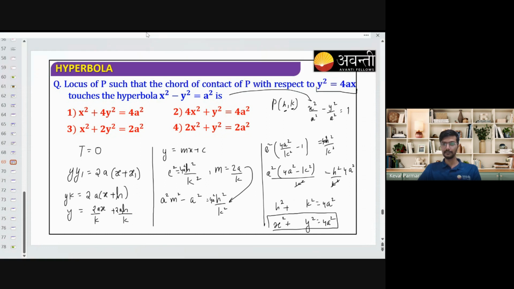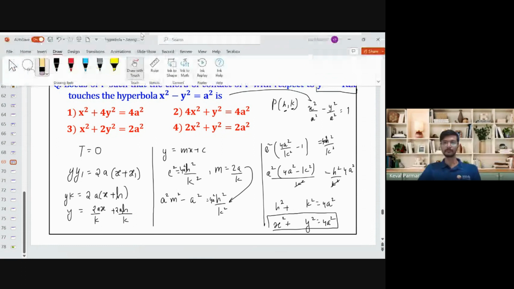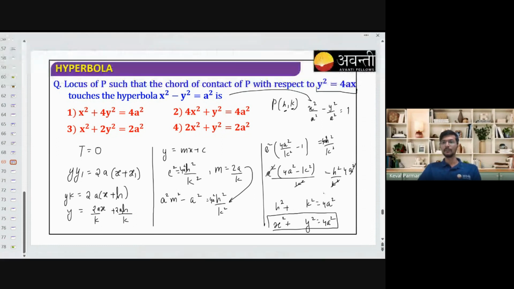So what will we get, guys? 4a square h square. We can cancel out a square as well. So 4h square plus k square is equal to 4a square. So it is option 2. Correct? Sorry for the calculation error. Let's see the next.